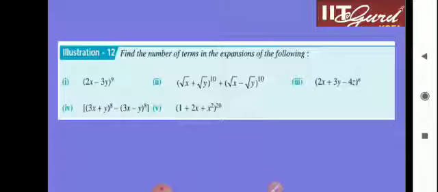3x plus y to the power 8 minus 3x minus y to the whole power 8. Here the same result applies, undoubtedly, but here n is even, so the number of terms will be, what is that?